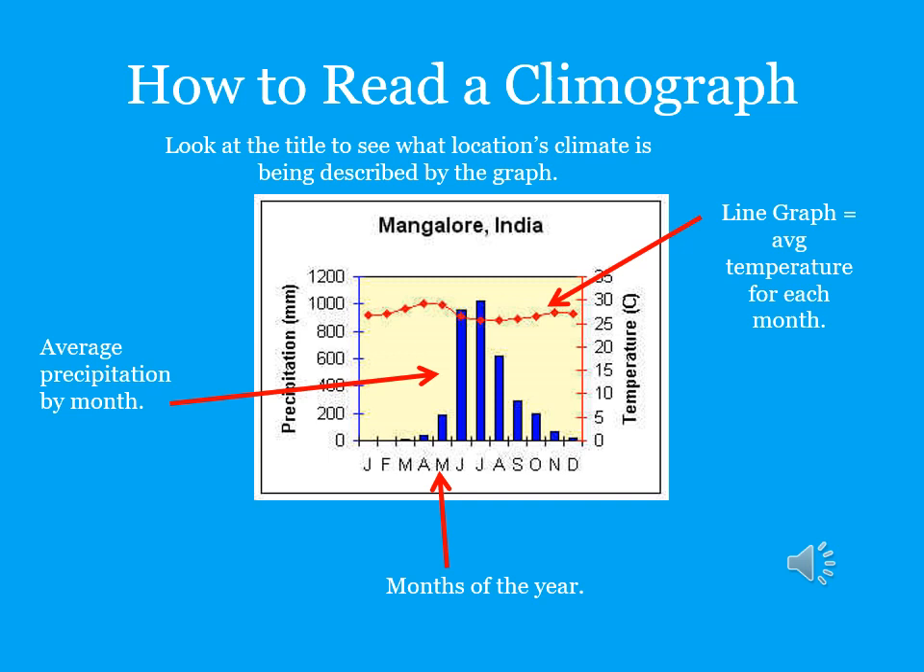When we study climate, we want to be able to read a climograph. It gives us an idea of temperature and precipitation over time. At the bottom of the climograph are the months of the year; the blue bar graphs represent the precipitation, and the line graph is the average temperature for each month. Here in Bangalore, India, the hottest month looks like May, with an average temperature of about 30 degrees Celsius. But we notice that June and July have the most precipitation, with about 1,000 millimeters of rainfall.